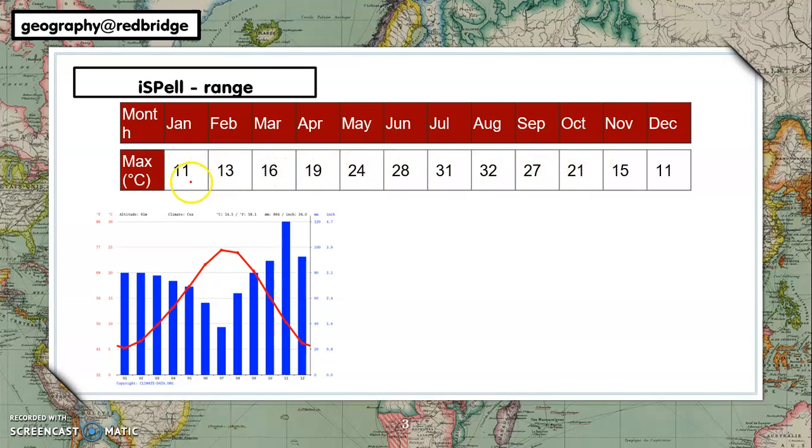And these are the average maximum temperatures. So what we've got here is 11 degrees is the lowest temperature, for January, and then we find that the highest temperature average is 32 degrees in August.